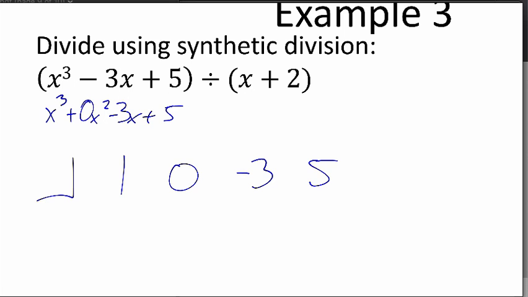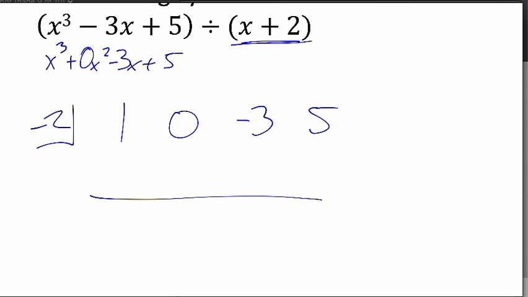And in the box, again, we're putting the 0 of our divisor, so the 0 of x plus 2, so we'll do negative 2. Repeating that process we've been doing, so drop the first one. 1 times that negative 2 in the box is negative 2. 0 plus negative 2 is negative 2. Negative 2 times the negative 2 in the box is positive 4. Negative 3 plus positive 4 is positive 1. We're going to take that, multiply that by negative 2, giving us negative 2. And then 5 plus negative 2, or minus 2, is 3.